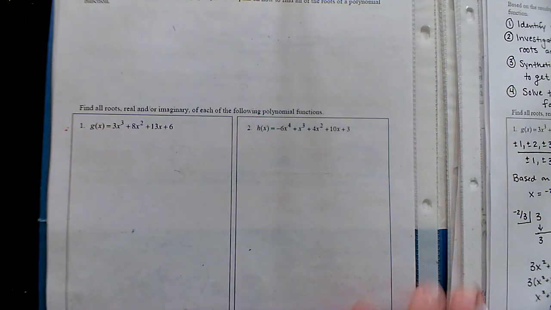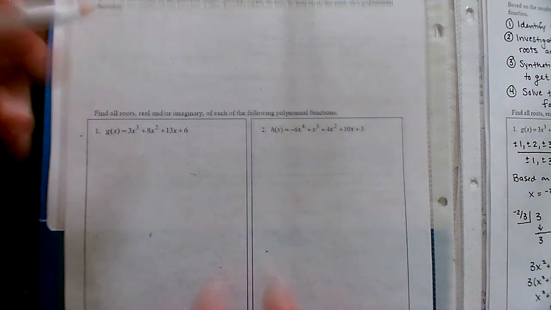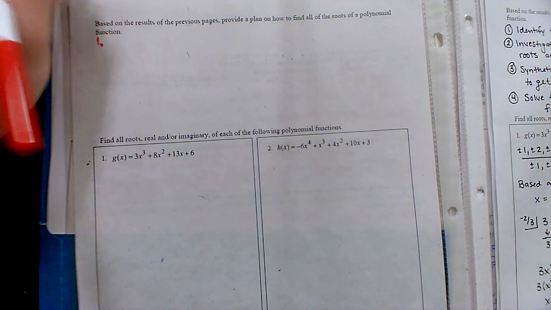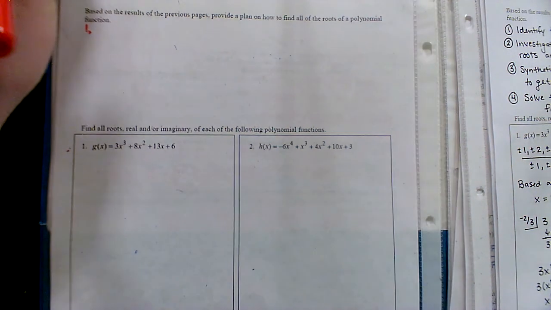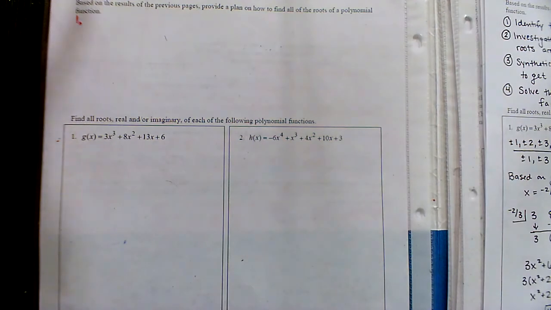All right. So on the back, the first thing we want to do, we've done it so many times now, but we just want to express it in words so we have our steps laid out. So based on the results of the previous page, the problem we just went through, we're going to provide a plan on how to find all the roots of a polynomial function. So what would be your first step? We're going to try to get about 4 steps. So what would be our first step?